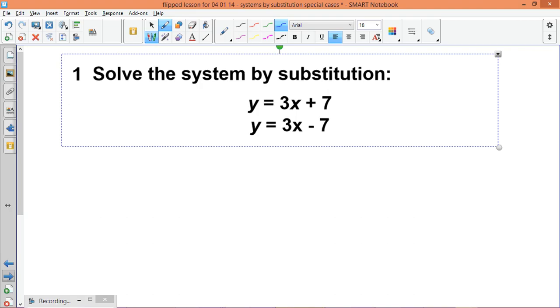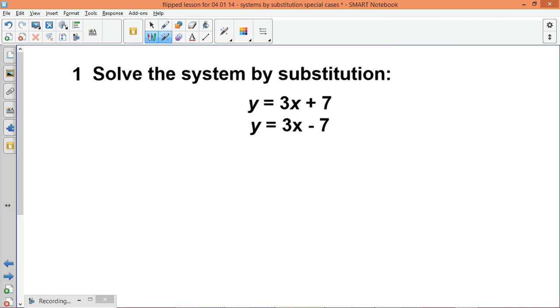So, number one, solve the system by substitution. Notice, I have purposely made this look very easy so we know what this is going to look like before I start. These two equations have the same slope, but different y-intercepts. So they're not the same line, but you know they have the same slope, which makes them parallel. I know that if I have parallel lines, I am not going to have any intersections, so this is going to be no solutions. I know that before I start.